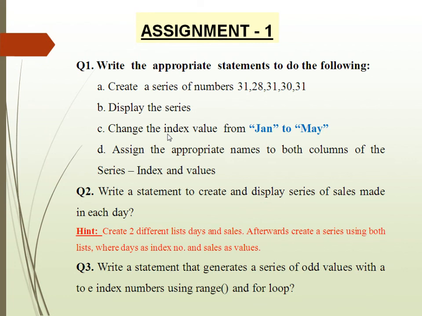Then change the index values from January to May. You have to change the default index values. What is the default index value? 0, 1, 2, 3, 4, 5. You have to change it to January, February, March, April, May. So you must know the syntax. Assign the appropriate names to both the columns of the series, index and values. Just now we have studied this. We have to rename the columns. So you can do question 1.